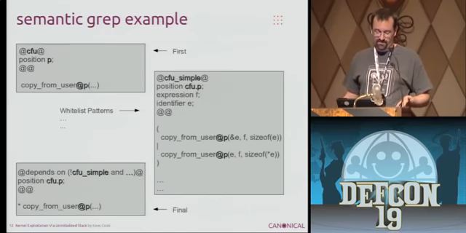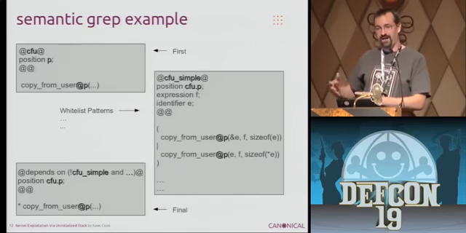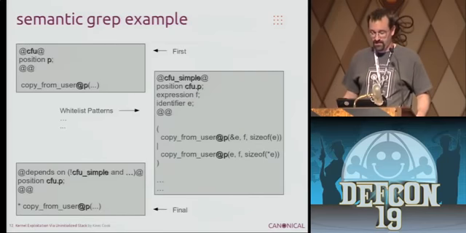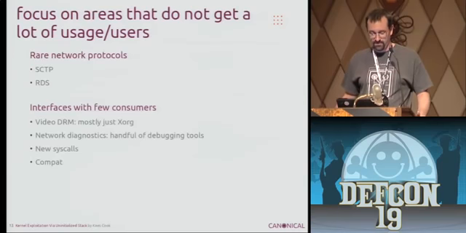And then the final chunk of the semantic grep is, if you have a copy from user and it is not at the same position as any of the whitelists, then you have something that actually needs analysis. And that let me look at a bunch of different things.